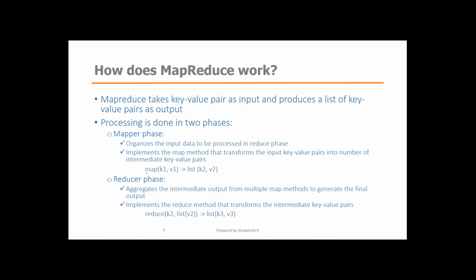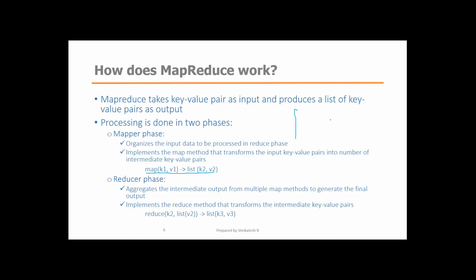Mathematically, we write mapper phase computation in this form. Map of k1 comma v1. K1 is key one, the first key, and v1 is the first value. And the output of this is a list which will have a set of keys and values, and these set of keys and values are different.